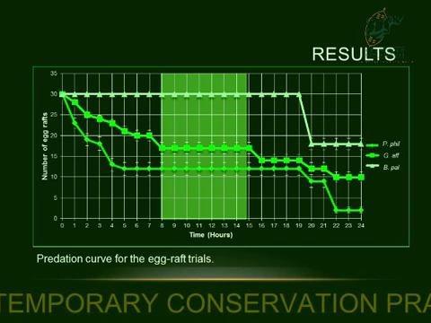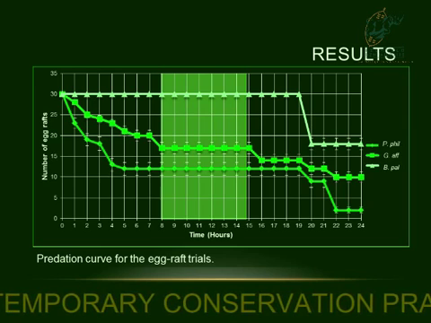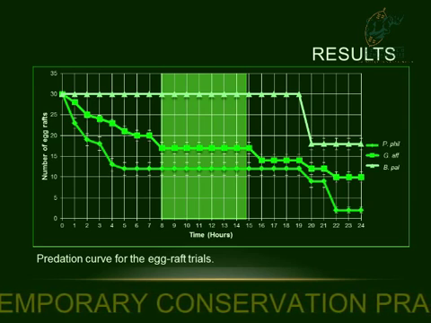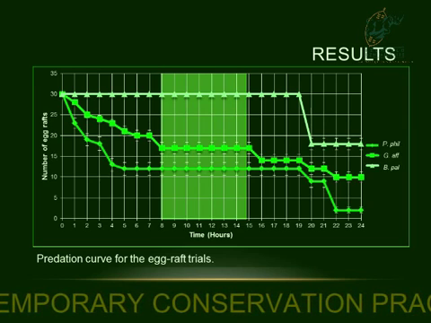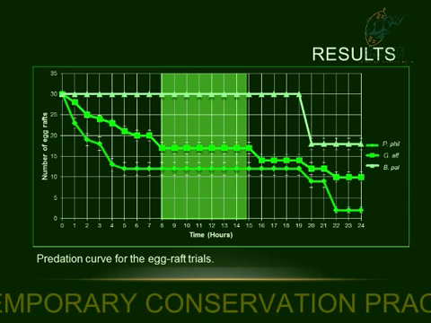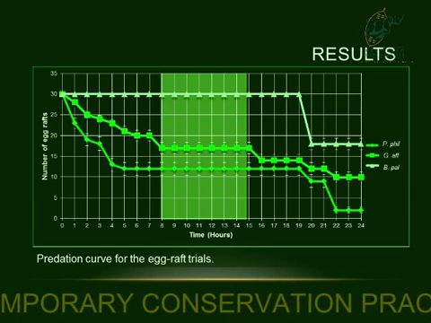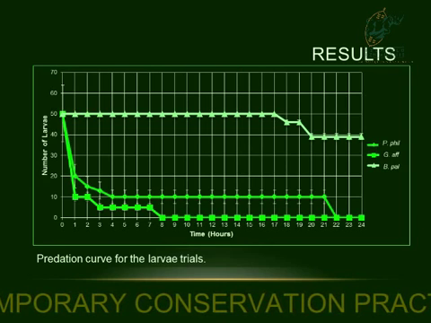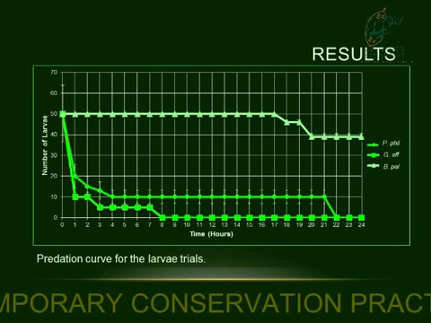After the 24-hour period, when the light conditions were restored, it was seen that predation continued, and Gambusia affinis in the end consumed 20 larvae, and Pseudocrenilabrus philander had only 2 egg grafts left. Excuse the previous mention of larvae, it was meant to be egg grafts. Now, the predation curve for the larvae trial was as follows.